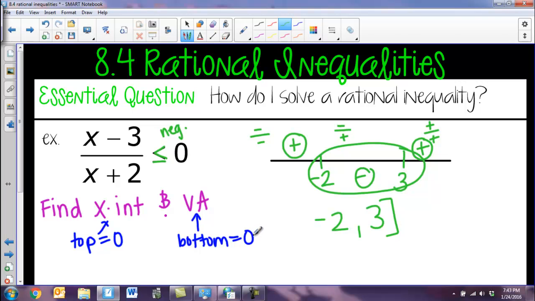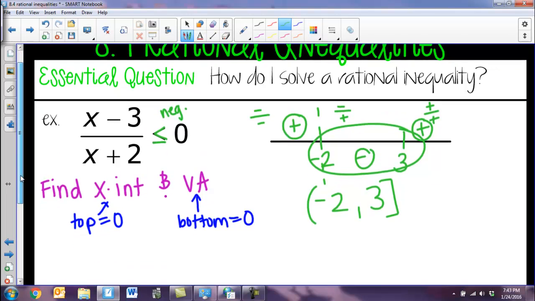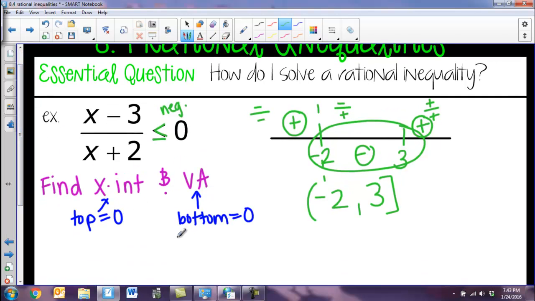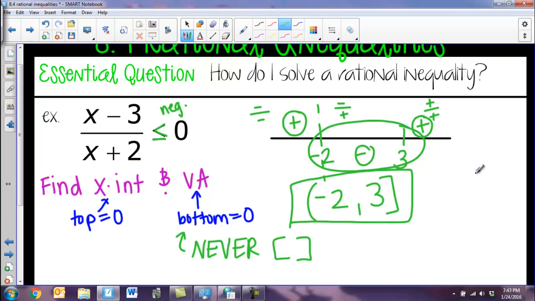But the hardest part about this is that you can never, ever have your graph equal to this vertical asymptote. It's approaching that number. So right here it can't equal 0 at that point, so I would use a parenthesis. If you need to make a note here, a vertical asymptote will never, ever be a square bracket. It's always going to be parentheses. So this would be my final answer. That is where my graph is less than or equal to 0.